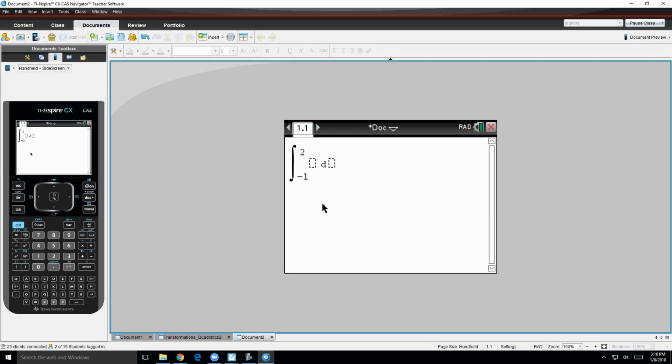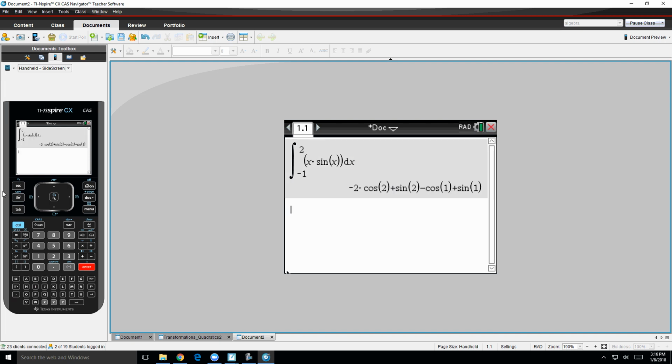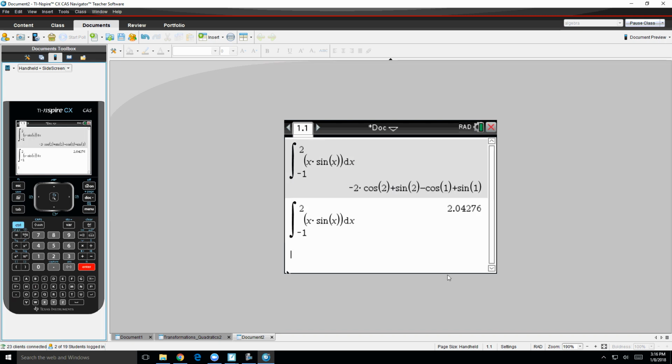Now, one quick thing: whenever you're working with trig functions, don't just do x sine x. You do have to do x times sine of x. Otherwise, it will not work. You will get an error message. So x times sine of x, and then we just click enter. Ooh, that's messy. If you go control enter, you'll get the area underneath that curve right there.